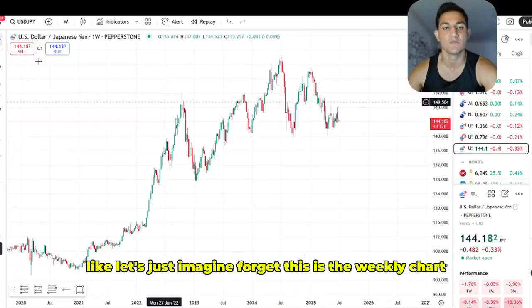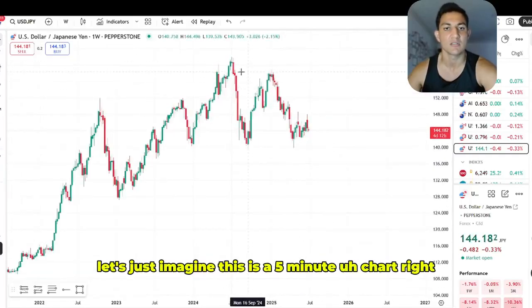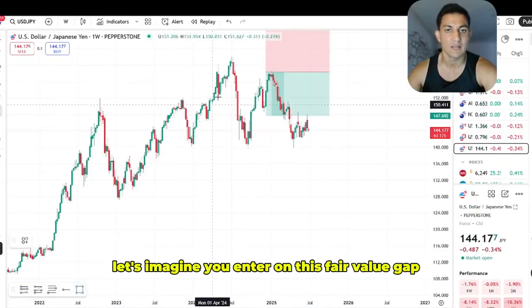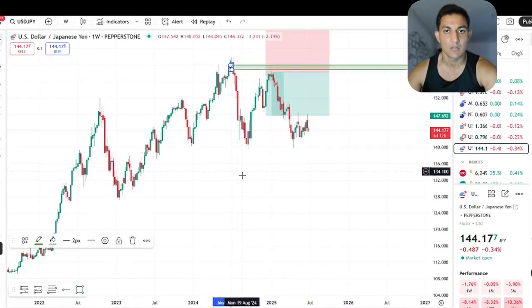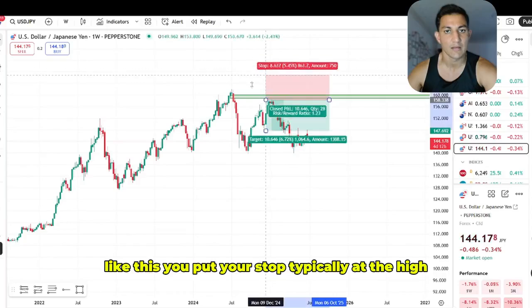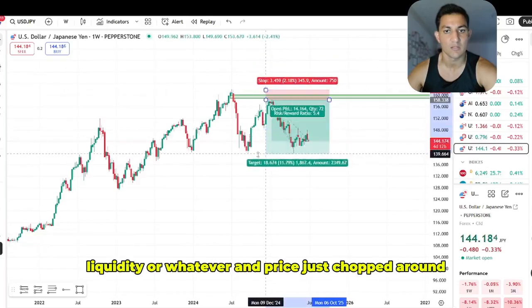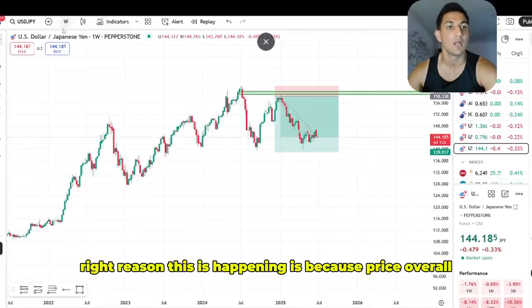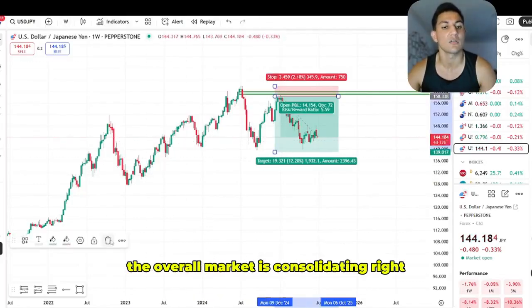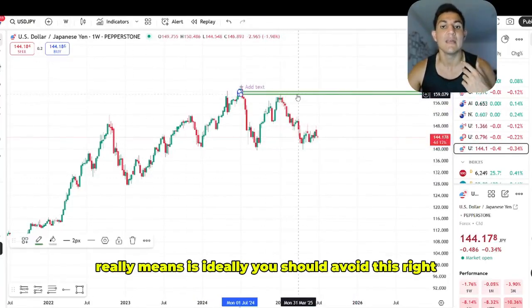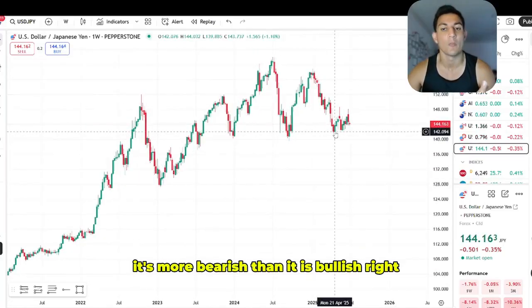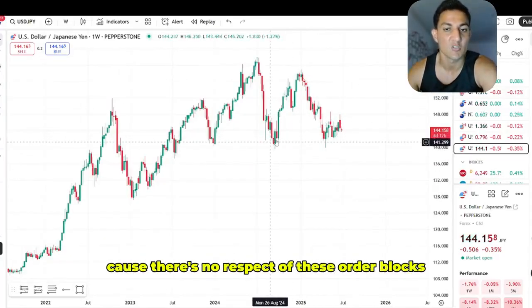Like, let's just imagine, forget this is the weekly chart. Let's just imagine this is a 5-minute chart, right? You enter on this fair value gap here. Let me just mark this out, right? Let's imagine you enter on this fair value gap like this. You put your stop typically at the high and you target whatever, right? Liquidity or whatever, and price just chops around, right? The reason this is happening is because price overall, the overall market is consolidating, right? So what that really means is ideally you should avoid this, right? You should avoid it. Overall, it's more bearish than it is bullish, right? Because there's no respect of these order blocks.